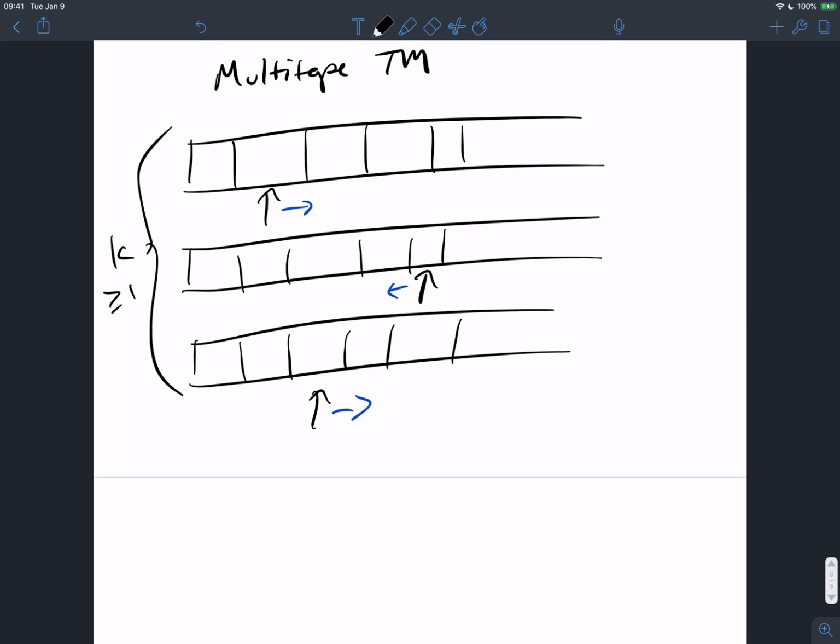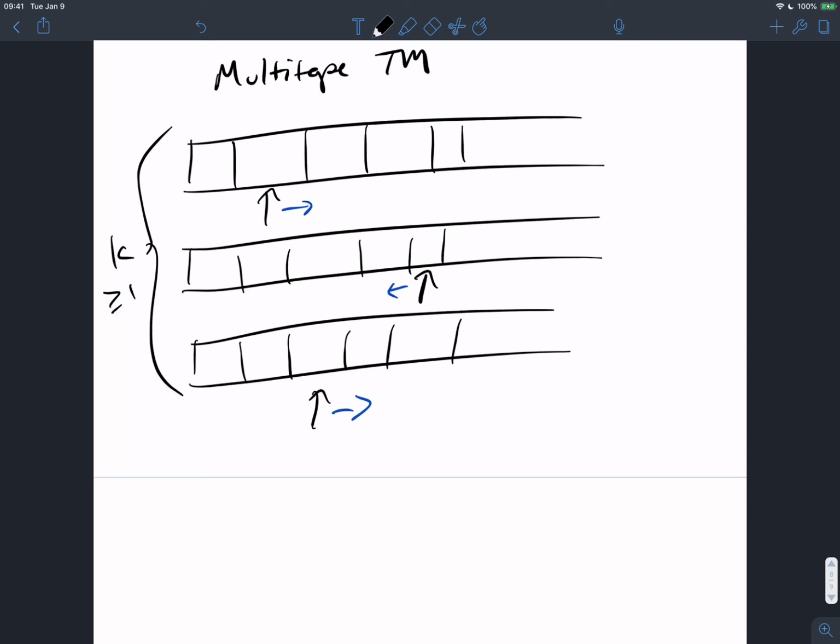So can a multi-tape machine simulate a normal single-tape machine? Yeah. What do you do? So the first tape, what do you do on the first tape? What the normal Turing machine did. What do you do on the other tapes? We can always just move right on those, right? Because I don't care what happens on the other tapes.